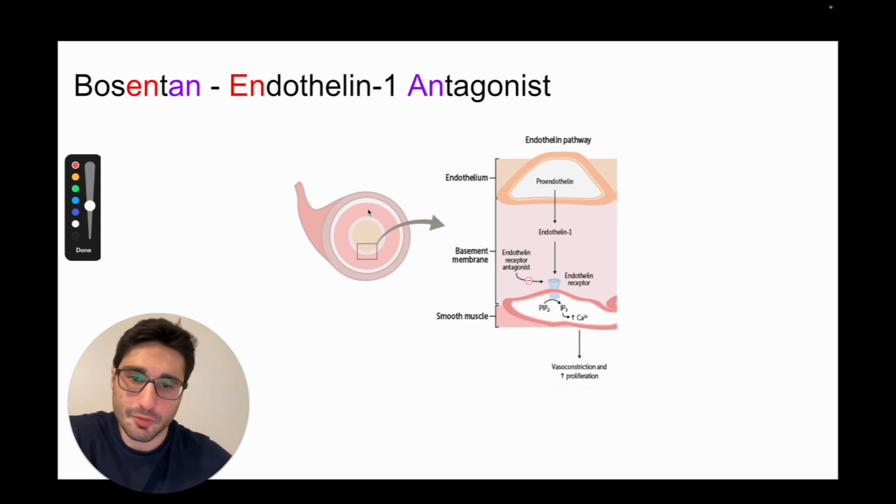And the way Bosentan works is that it is going to antagonize this endothelin receptor. So it is going to prevent endothelin 1 from binding to this receptor. As a result, we're not going to have this cascade of events that can cause vasoconstriction and increase in proliferation of smooth muscle cells. So this is how Bosentan works. It works by antagonizing the endothelin receptor. And use this mnemonic to help you remember this mechanism.